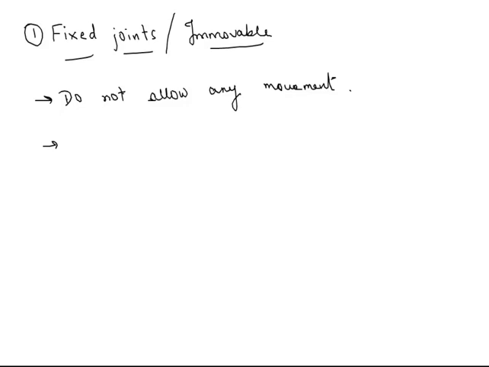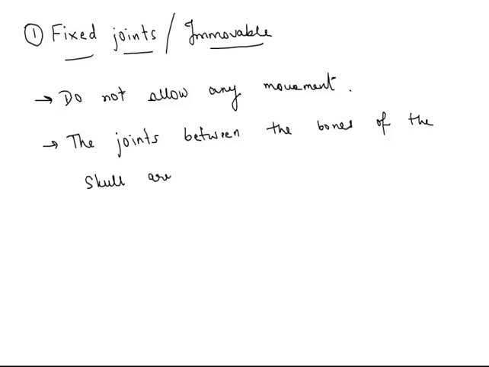The second thing about fixed joints, the example where it is present: yes, the joints between the bones of the skull are examples of fixed joints, right? So this is about fixed joints.